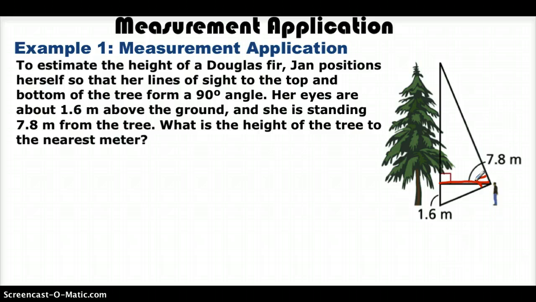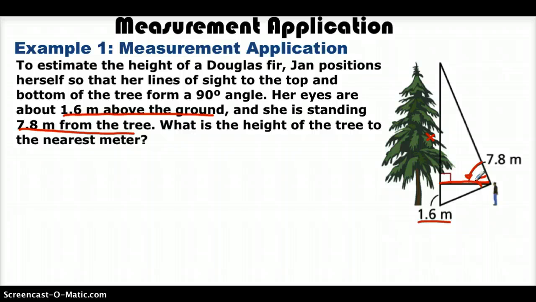And they actually labeled this up really nice for us. They took the 1.6 meters above the ground part and gave that to us. They took the 7.8 meters from the tree and put that part in the diagram for us right there. So really we don't have a whole lot to do in this problem. But we're going to call this segment from the sight line to the top of the tree x.